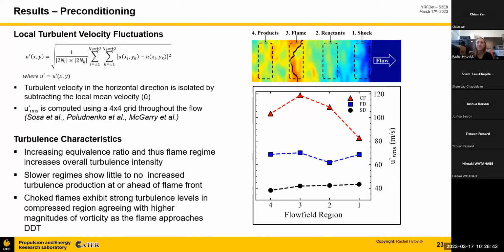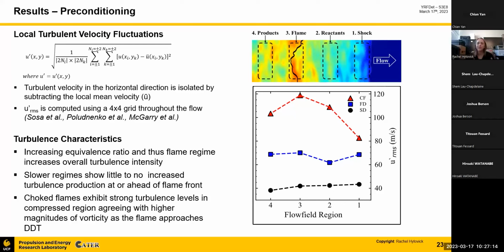So we take our local turbulent velocity fluctuations as a spatial grid instead of a temporal grid. So we're not looking at anything over time. We are looking at it in 4x4 grids throughout the flow field, but it's not temporal. So just to preface that, when we get our fluctuations, we're looking at a 4x4 grid and saying, okay, compared to the average, this is how much turbulent fluctuation we're seeing within that grid.